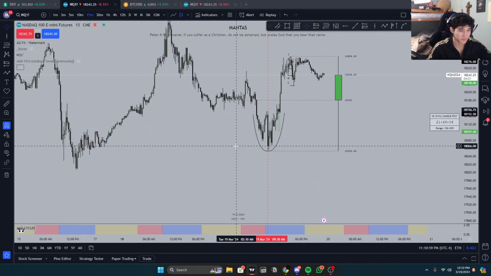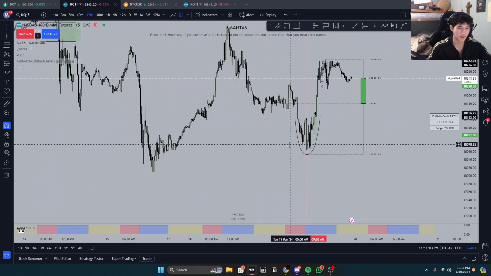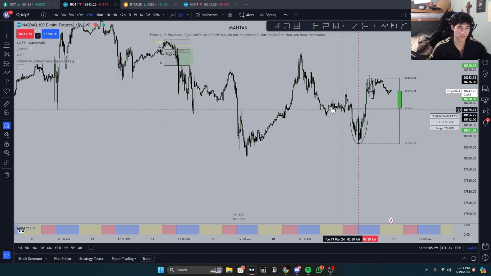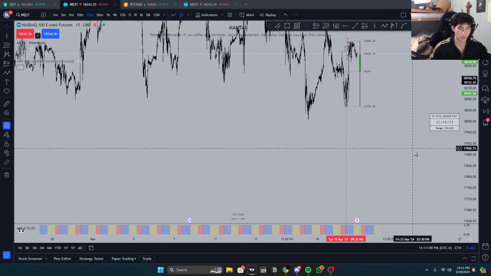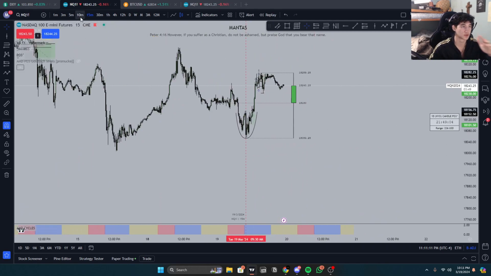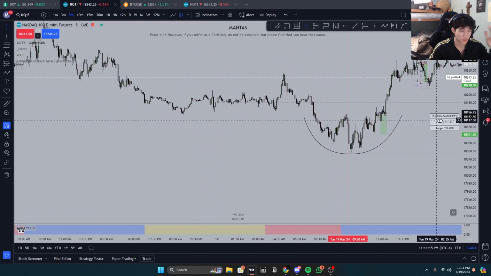Okay. Market maker buy model. We wanted manipulation going into Tuesday, so that's exactly what we got. Of course, on the higher time frame, we wanted to see higher prices, but we ran lower, which I would consider this a manipulative move. So, obviously, with this market maker buy model, we are going to be bullish.